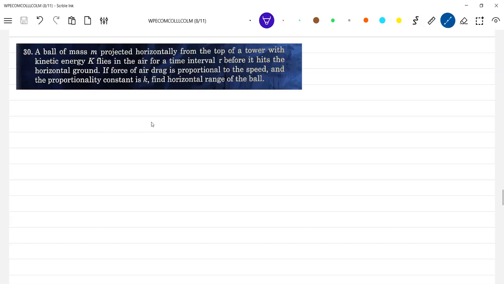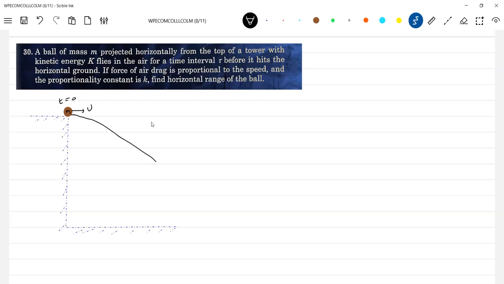So from the tower, I'll project a particle with a kinetic energy K. Or let me write that, initial velocity at t equals 0, having mass m. So it's going to describe a path and it'll come and strike the ground.